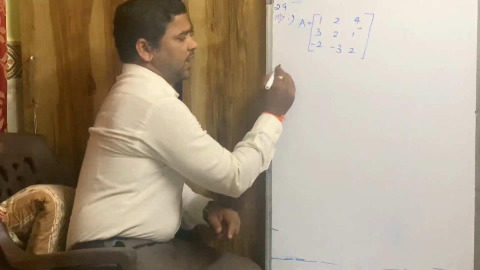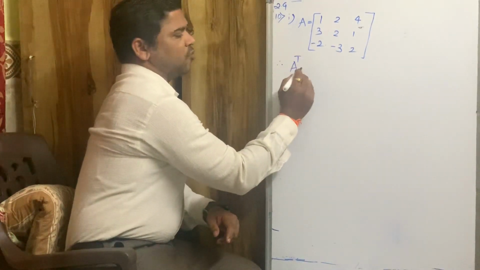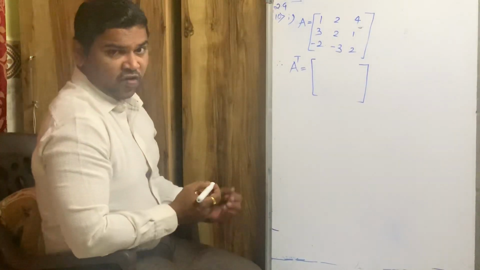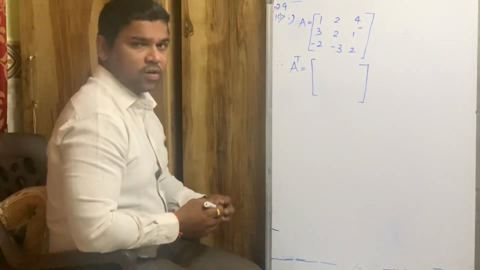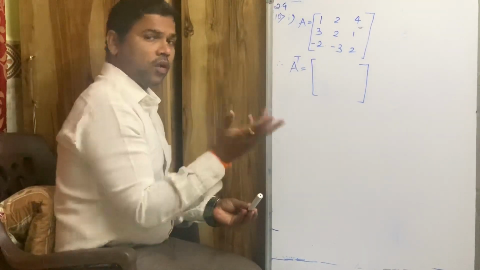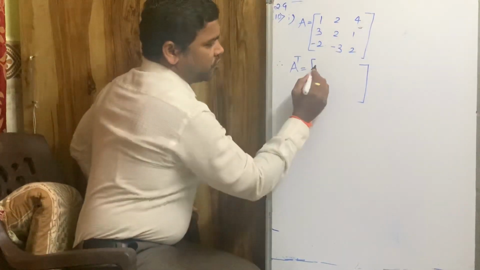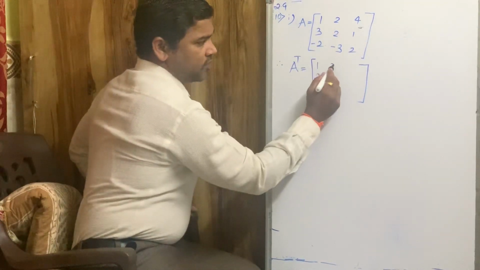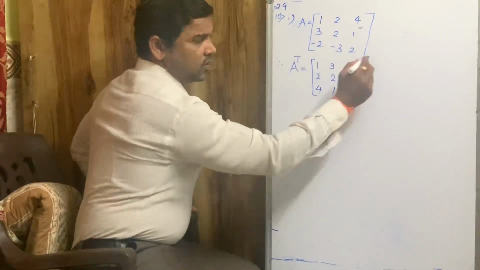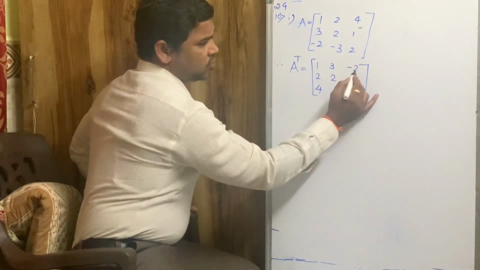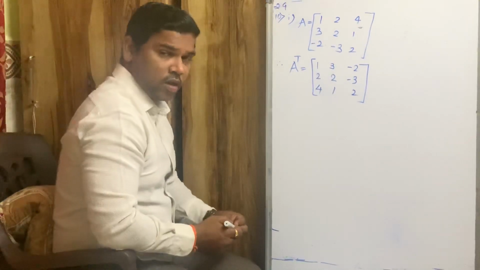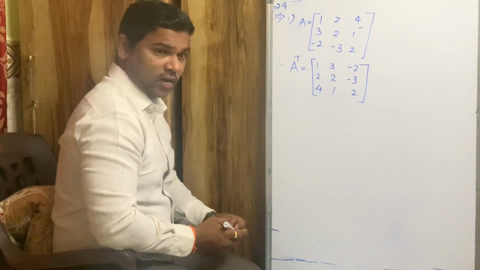So let's find out A transpose. In our earlier video, we know how to find A transpose. Just convert rows into columns and columns into rows. So 1 2 4 is the first column, the second row will become second column 3 2 1, the third row will become third column, minus 2 minus 3 2. So this is A transpose. Now we have to find A plus A transpose.